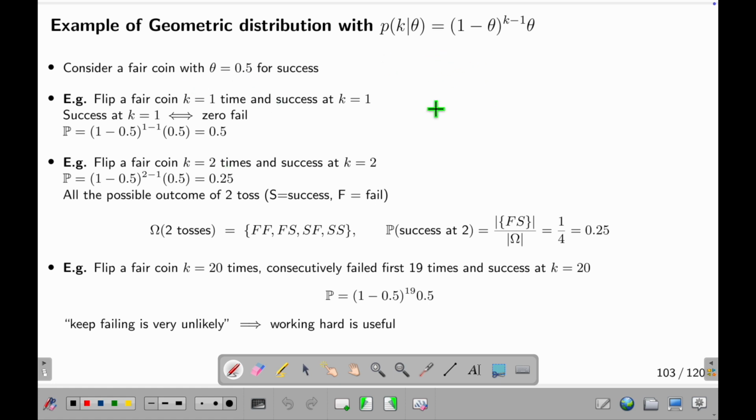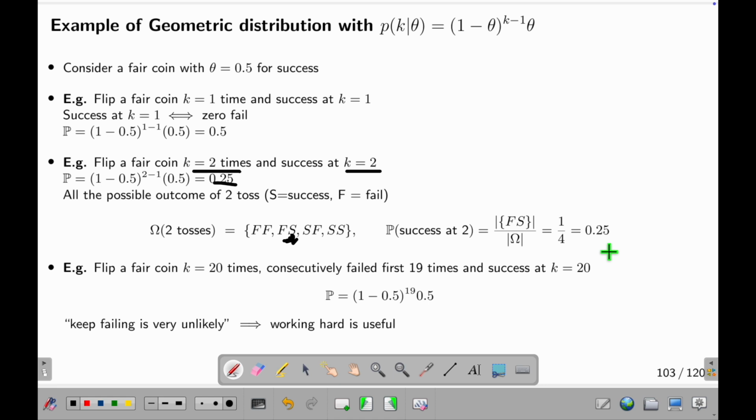So 0.5 times 0.5, so 0.25. But this is the formula. You can do it. And then what about if you have this? All the possible outcomes of 2 tosses, you have what? Fail-fail, fail-success, success-fail, success-success. Here is what? Toss 2 times, only success in the end. So only success in the end is this case. Classical probability: event size is 1, sample space is 4, so it's also 1/4. So I have 3 ways to find the same thing.